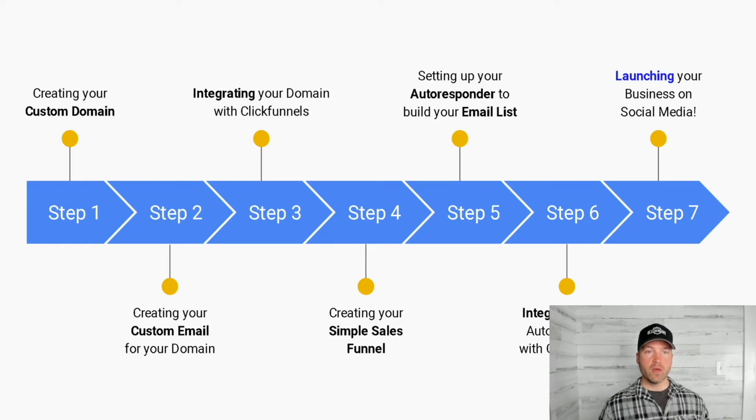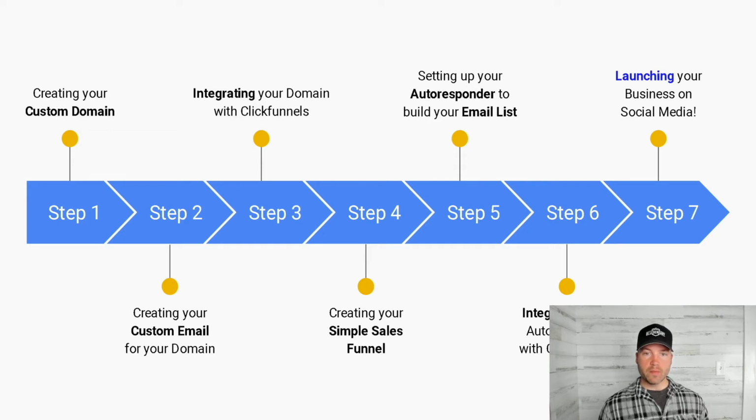Number 5, show you how to set up your autoresponder to start building your email list. This autoresponder that I'm going to be showing you is called Aweber. There are a bunch of others that you can use, but for this example, we're going to be talking about Aweber, and I'll show you actually how you can get that set up for free. Same thing with Clickfunnels actually is I'll show you how you can get started for free with that as well.